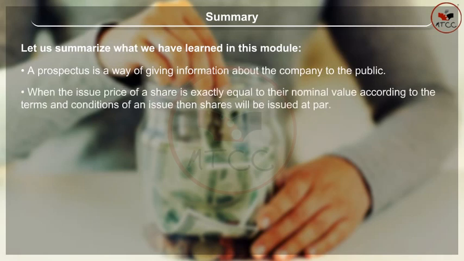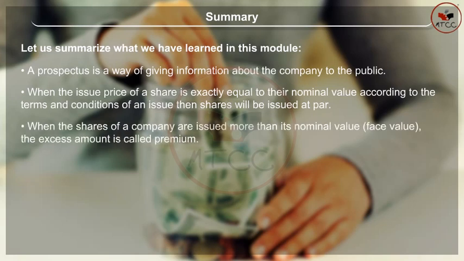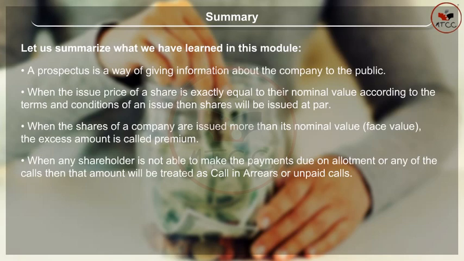When the issue price of a share is exactly equal to its nominal value according to the terms and conditions of an issue, then shares will be issued at par. When the shares of a company are issued at more than their nominal value, or face value, the excess amount is called premium. When any shareholder is not able to make the payments due on allotment or any of the calls, then that amount will be treated as calls in arrears or unpaid calls.